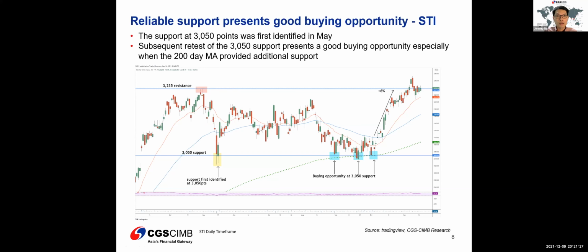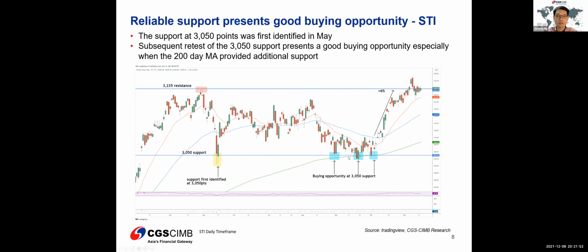So another key point that I would like to highlight is if we do have support coming in from different factors. In this case, you can see the STI. This green dotted line over here is the 200-day moving average. You can see how during this period of correction, the STI found further support at the 200-day moving average as well, in confluence with the 3,050 points.